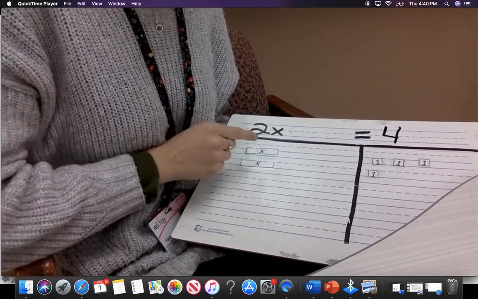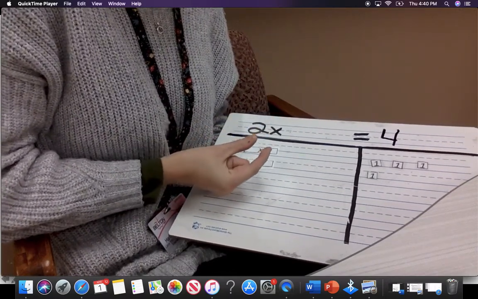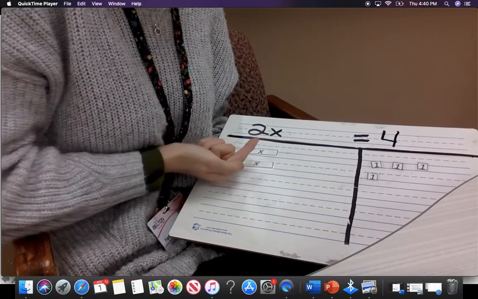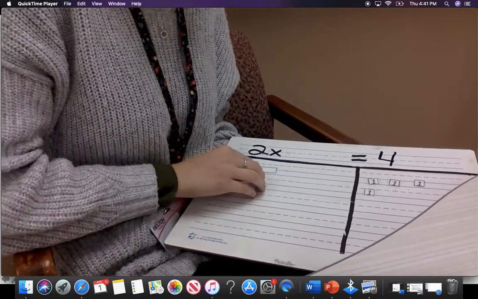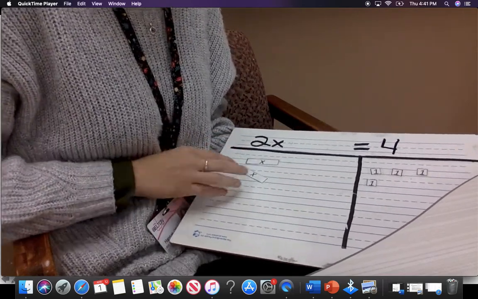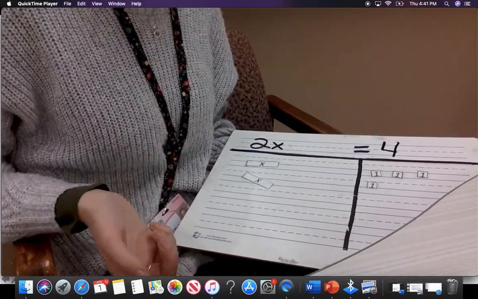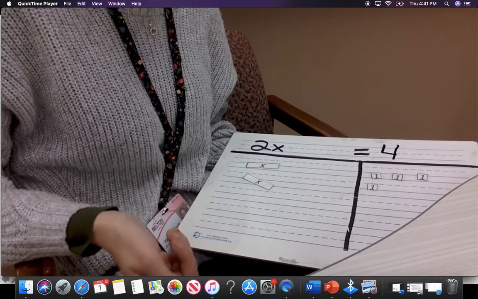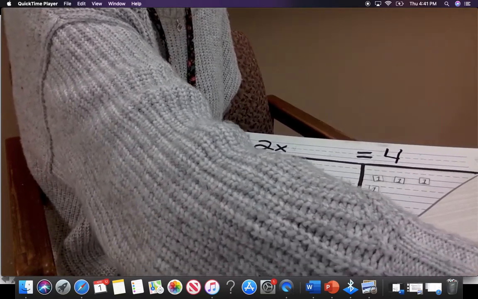Now, when you've got numbers right here smushed together, that's really saying that these numbers are multiplied. X is multiplied by 2. That's why there's 2 x's. So to separate this multiplication, we need to do the opposite of multiplying. Now, who can tell me what the opposite of multiplication is? Very good. The opposite of multiplication is division.